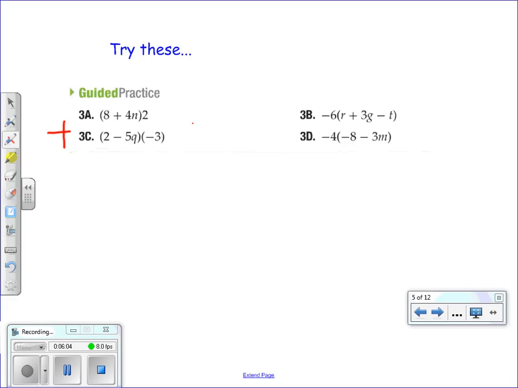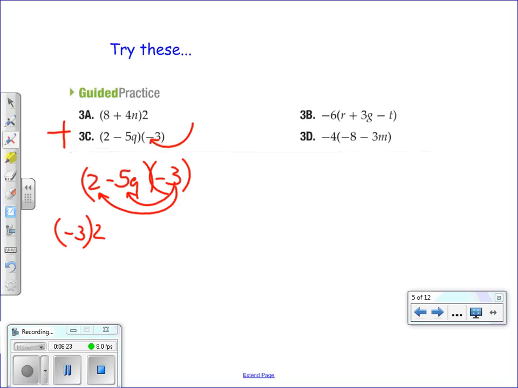I want to talk about this negative term outside. Remember, you're going to be multiplying your parentheses by a negative number, by -3, right? Okay, so -3 times 2, and -3 times that guy. So -3 times 2, minus, or -3 times 5q.